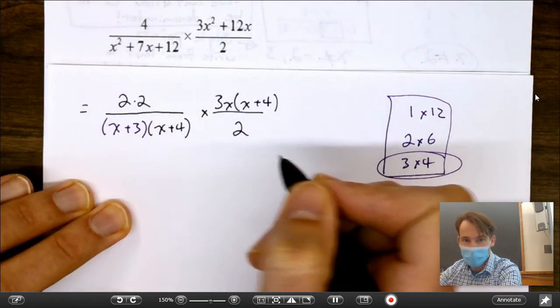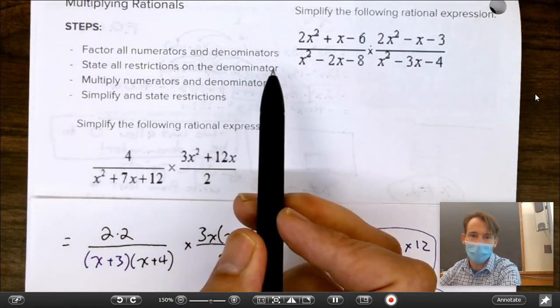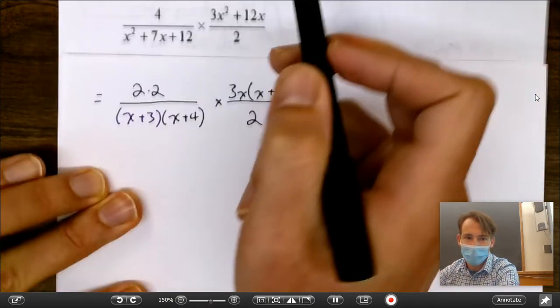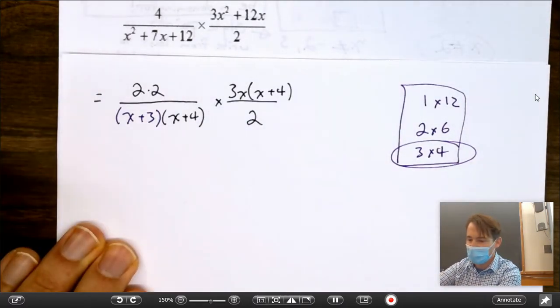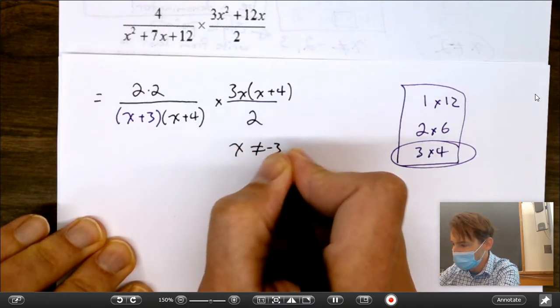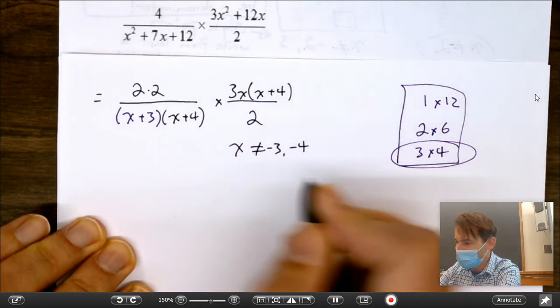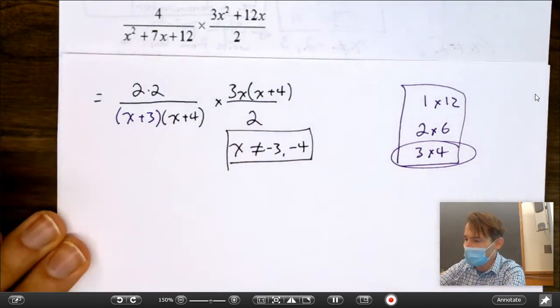Now we have been asked to state all restrictions on the denominator. We've just done all our factoring. Now let's state our restrictions on the denominator. What is x not allowed to be here? x cannot be -3. It cannot be -4. Beautiful. All right, now let's do our canceling.